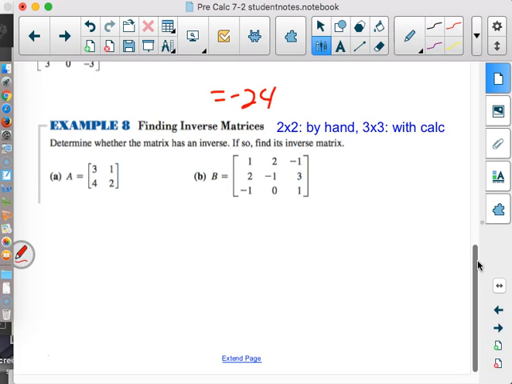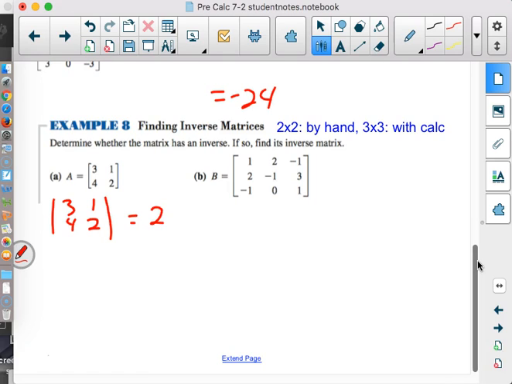Well, that's the determinant. We need to see what is the determinant of this little baby right here. Math in your noggin there. What is your determinant? It's a 2. 6 minus 4 is 2.